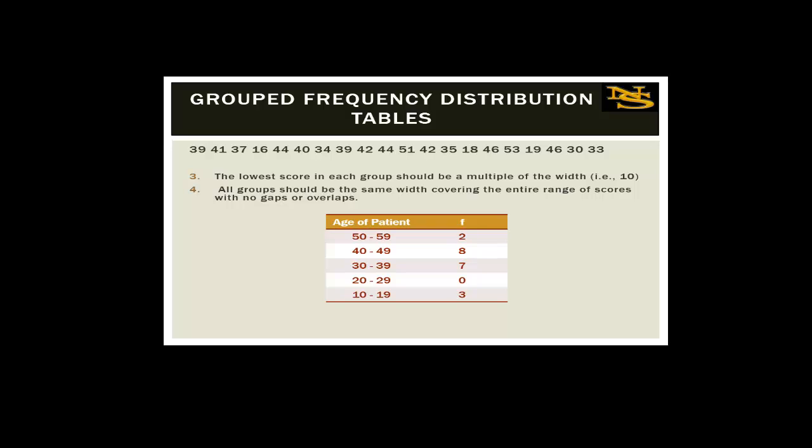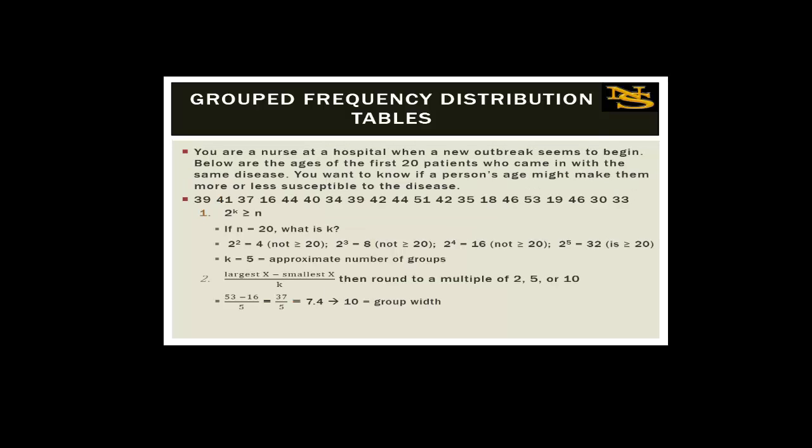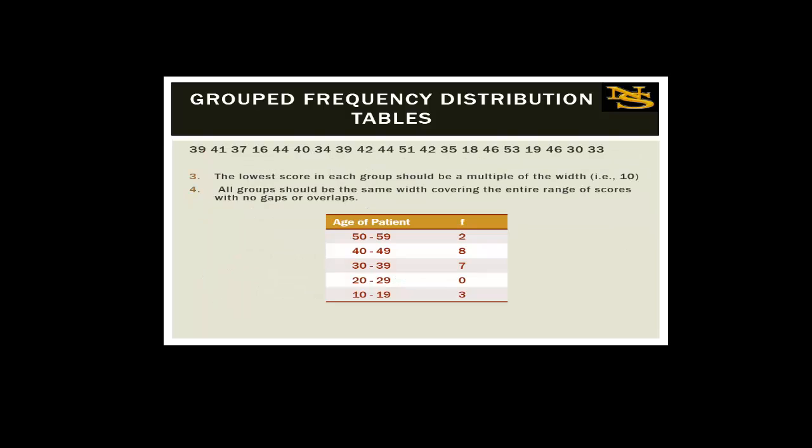Then you want to make sure that the highest score in each group is just below the lowest score for the next group. So we have 10 to 19, and 19 is just below 20. 20 to 29, 29 just below 30. 30 to 39, 39 just below 40. 40 to 49, just below 50. And then 50 to 59. Again, I captured 16 through 53 here. 16 falls here, 53 falls here.